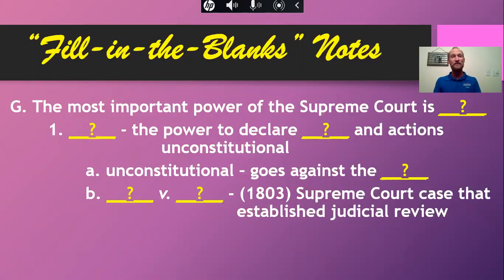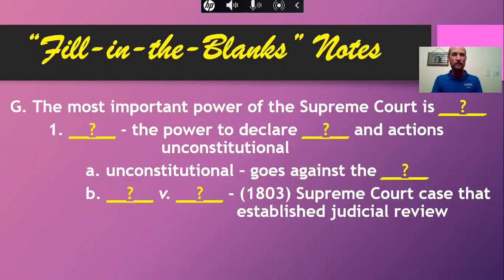The Constitution is known as the supreme law of the land. Nothing can go against the Constitution. So if there is a law or something that goes against the Constitution, the Supreme Court made the decision that it had the power to strike down that law, to cancel it out, to get rid of it. So we call this power judicial review: the power to declare laws and actions unconstitutional.